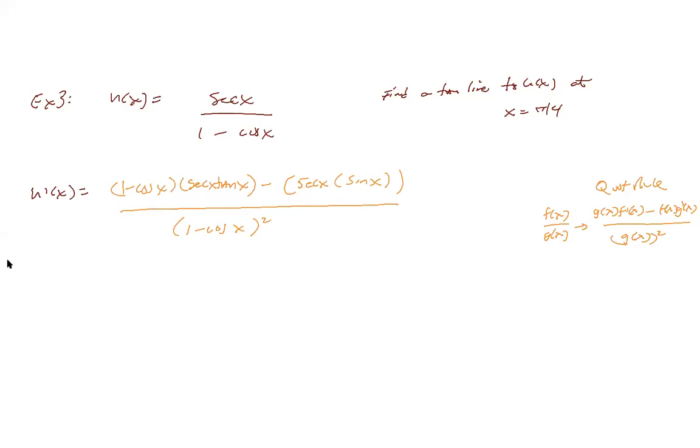That said, are we going to simplify this? No, I'm not going to simplify it. The reason why is because it tells us to evaluate it at a specific value for x. So I'm going to find h prime of pi over 4, which means I'm going to plug in pi over 4 to this thing and see what happens.